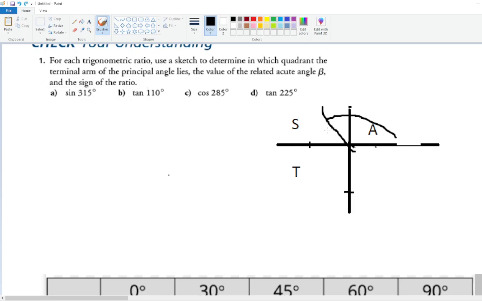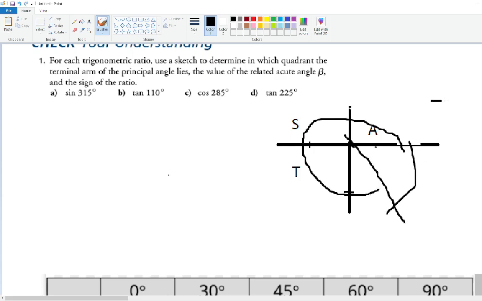Let's do the next one, 265. Well, that's 90, that's 180, that's 270. 265 is clearly 15 more. That means this remaining is 360 minus 285, which is 75, and we don't have an exact value for 75, but that's where the terminal arm lies in quadrant 4. That's the acute angle, 75, and they want cosine, and cosine is the only thing that's positive in here, so the result will be positive, and that's all they want.